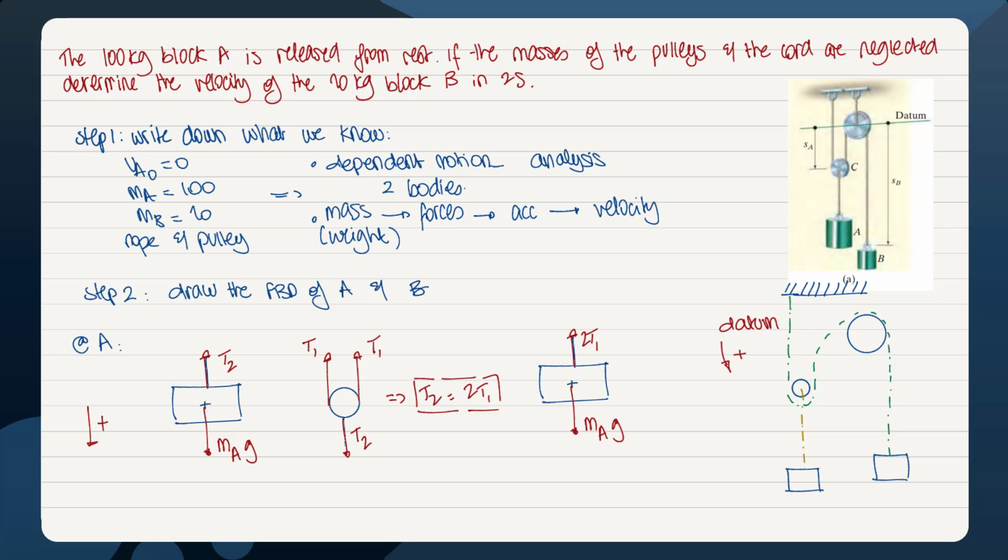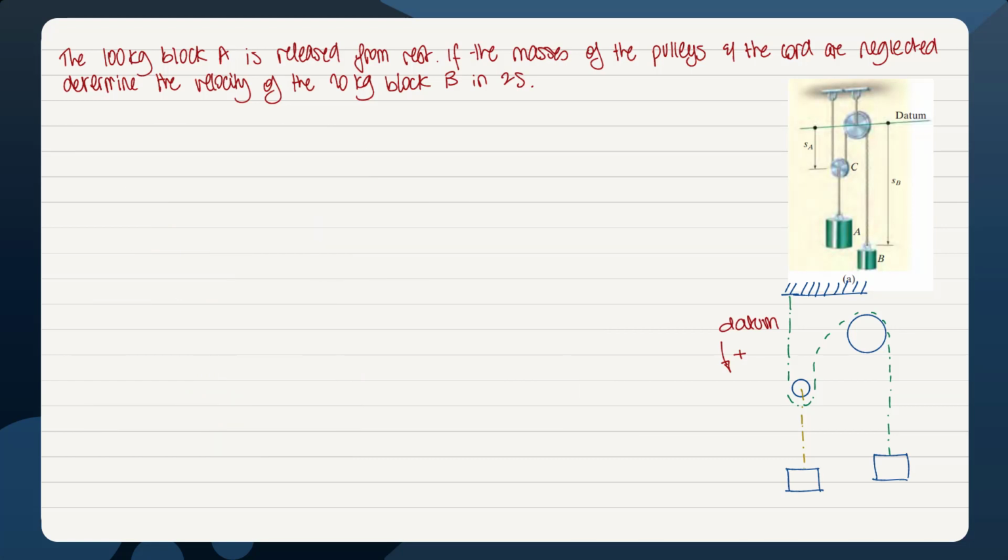Now it's time to draw the free body diagram of block B. Similarly, we have the weight of block B, so MBG. And we also have the tension that's exerted by the rope. Again, looking at the figure on the right, you'll notice that it's the green rope that's actually in contact with block B. And remember, we have labeled the tension of the green rope by T1. So eventually the tension exerted by the rope on B is T1 as well.